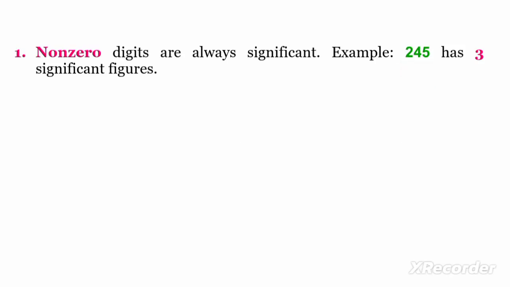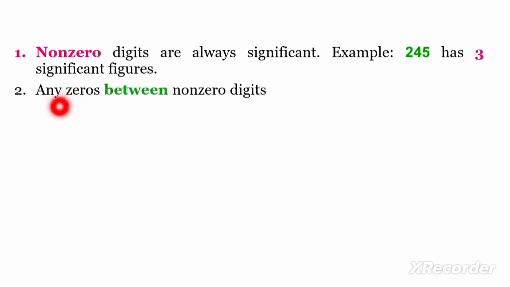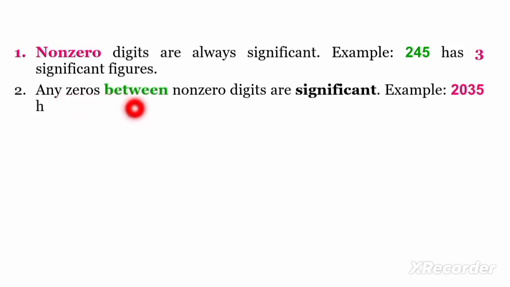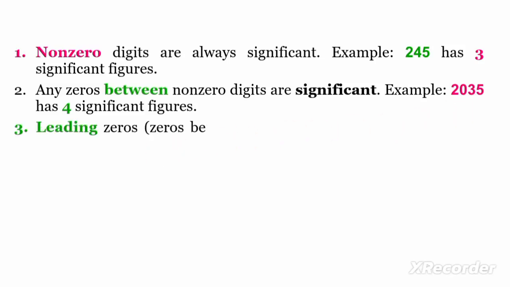Okay, rule number 2, any zeros between non-zero digits are considered to be significant figures. For example, 2035 has four significant figures. So we have seen that this zero is between two non-zero digits, which is 2 and 3. Okay, so therefore this number has four significant figures.